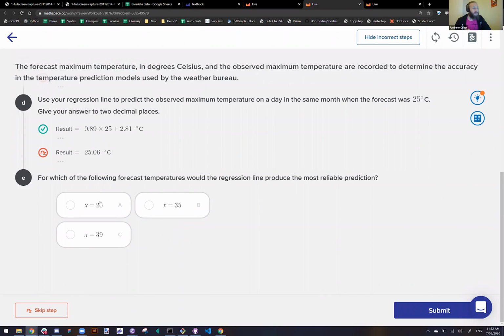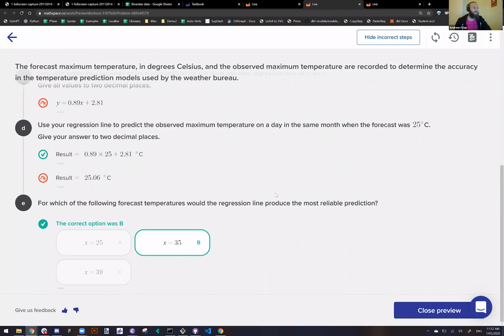Out of our options here, x equals 25, that's below 27.1, so that's going to be an extrapolation in the negative direction. X equals 39, that's an extrapolation above. So instead, x equals 35 is going to give me my most accurate prediction because I'm in that interpolation range. Cool.